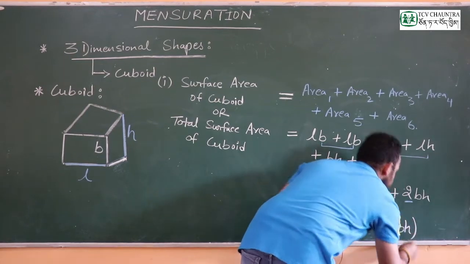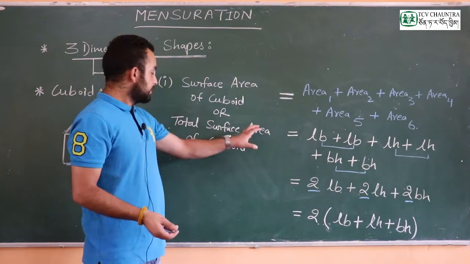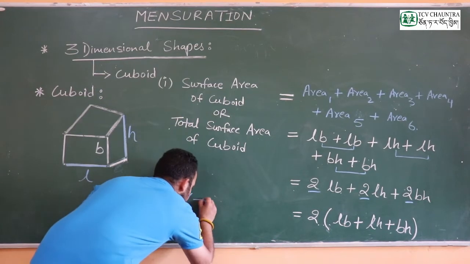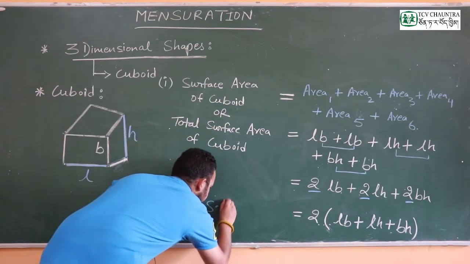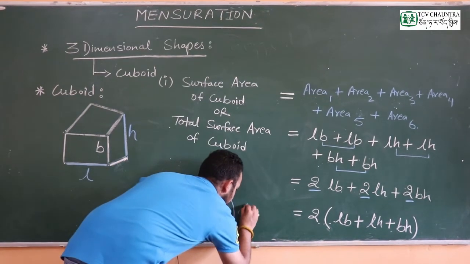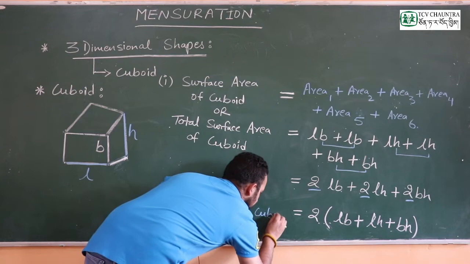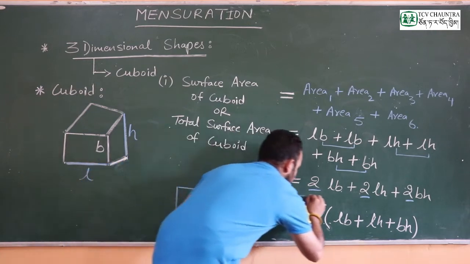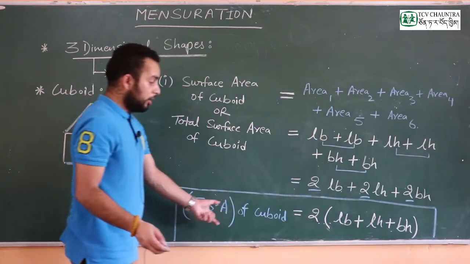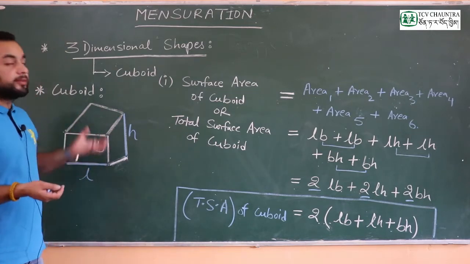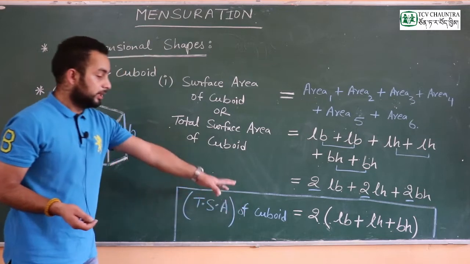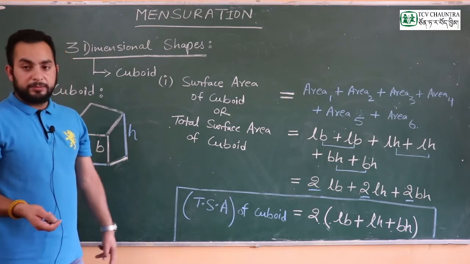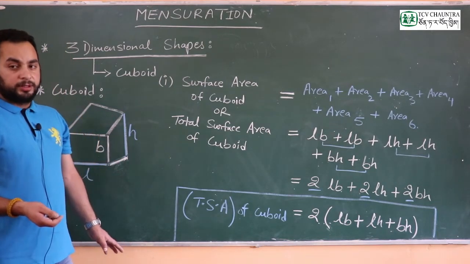Is it clear? Okay, so this is the formula of total surface area of cuboid, or you can say surface area of cuboid. On the basis of this formula, we are going to solve the questions on the basis of cuboid. So total surface area of cuboid formula is 2 times length breadth plus 2 times length height plus 2 times breadth height. Is it clear? Okay.